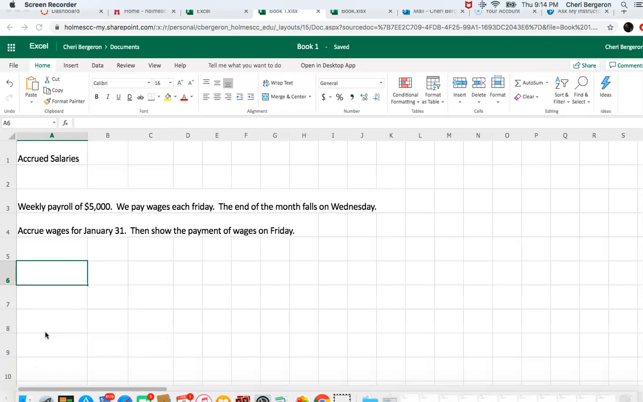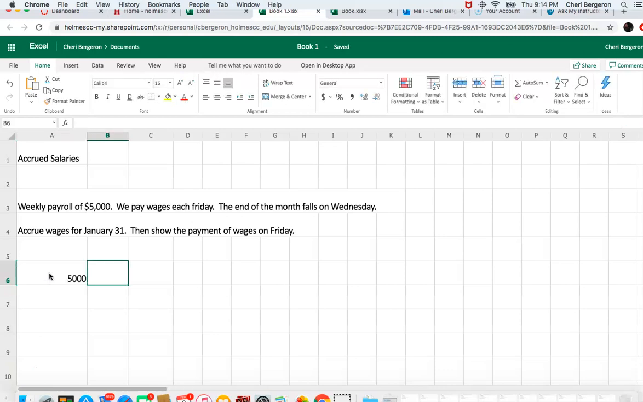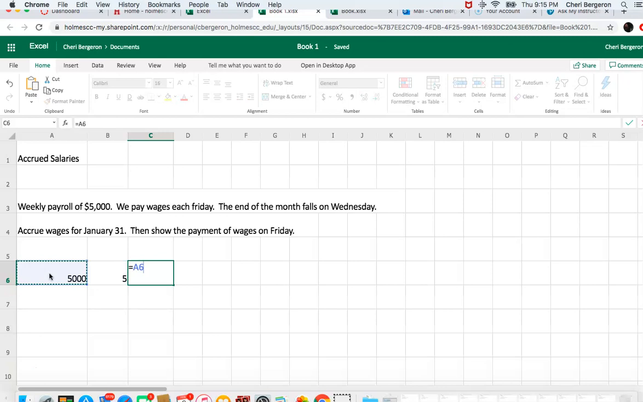So let's look and see how we're going to do this. First, if you're told that you have weekly payroll of $5,000, you need to find out how much that is per day. So we'll just say $5,000, and then we're going to divide that by 5 days because the problem is going to tell you that it's a 5-day work week usually, and so that's what I want to use as my example. And then I'm going to divide that to find out that it is $1,000 per day.